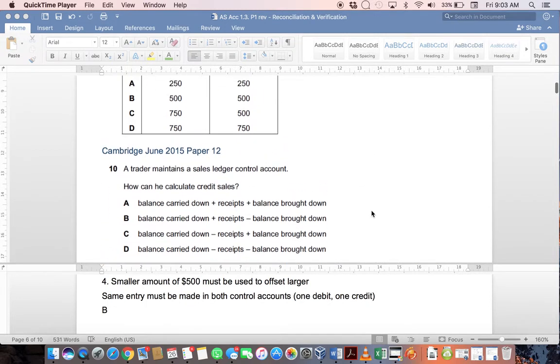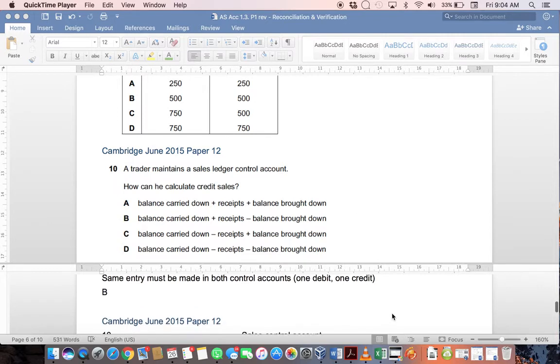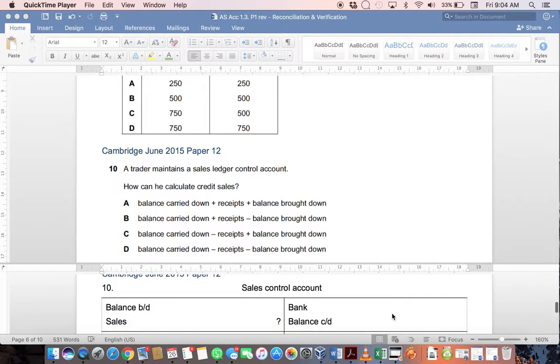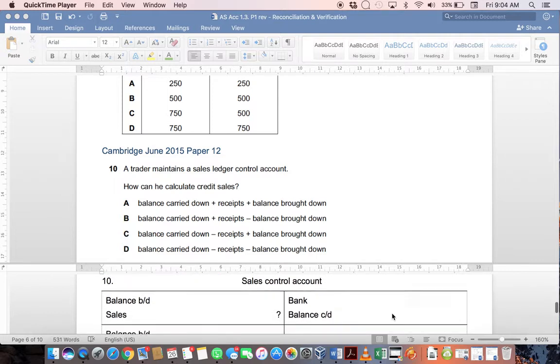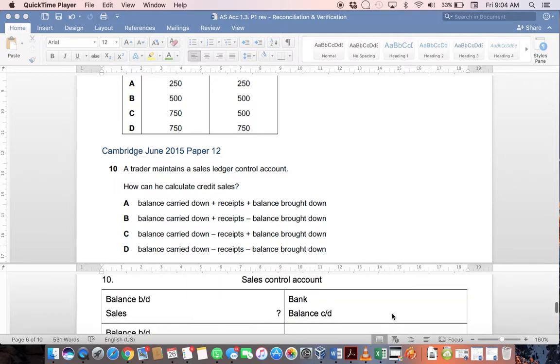The next question: a trader maintains a sales ledger control account. How can he calculate credit sales? Well, this would simply be that you're working out a missing amount. I always find it easiest to draw up a little T account to show me what is actually going on in this situation. So here I've drawn up a rough account for my sales control. In other words, the total or summary of all my customer accounts.